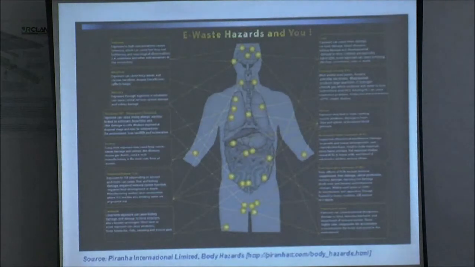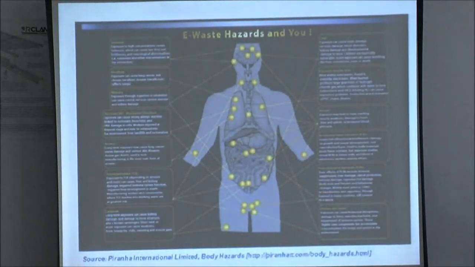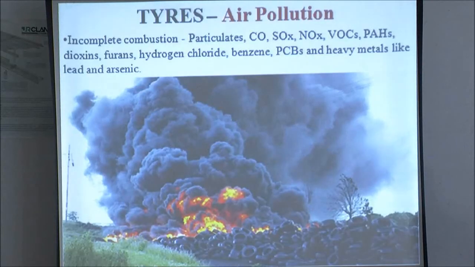Once it's in the food chain, now, this is because of e-waste, and you're not meant to read this. You're just meant to see these dots, for men in particular, okay? Each dot here represents damage done because of the components of cell phones, etc. So go on, Derek. All right, this is what happens with tires.